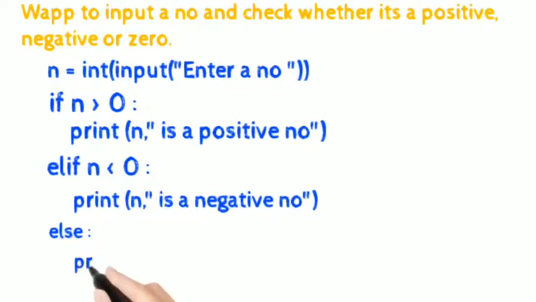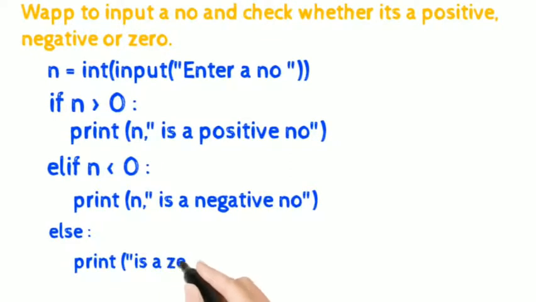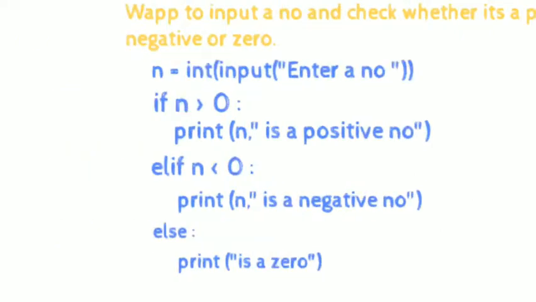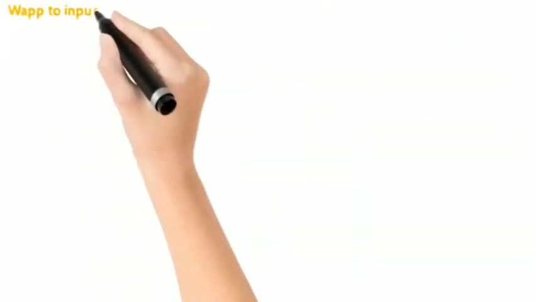If it is positive, then the first statement will get executed. If it is negative, as we wrote n less than 0, then the second statement will get executed. Otherwise the third statement will get executed. Hope all of you are understanding the concept of if, elif nicely through this program. Now next program, let's check.